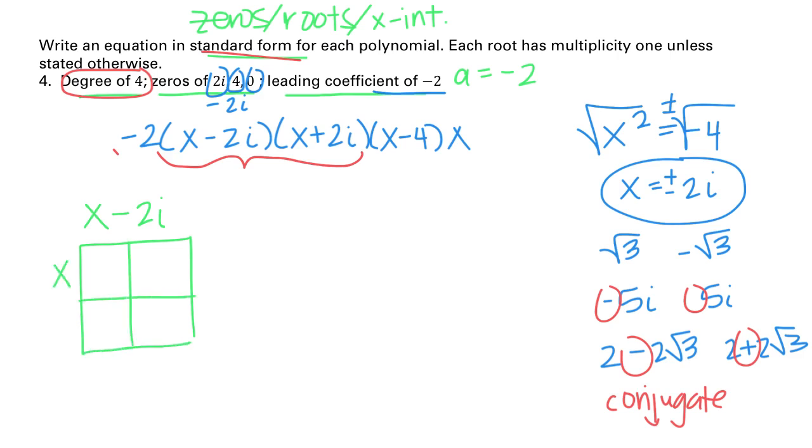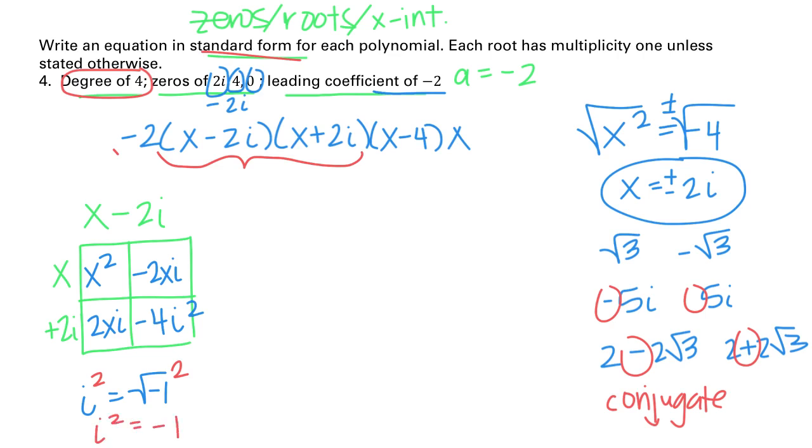times x plus 2i. And if we do x times x, x squared, x times negative 2i is negative 2xi. And then x times positive 2i is positive 2xi. Negative 2i times positive 2i, negative 4i squared. And just remember what i is. i is the square root of negative 1. So that would mean that i squared is just negative 1.